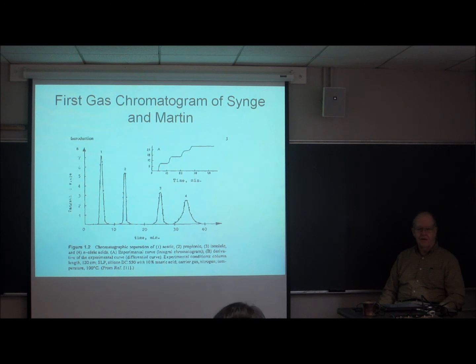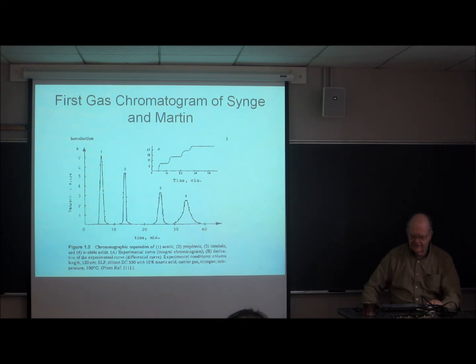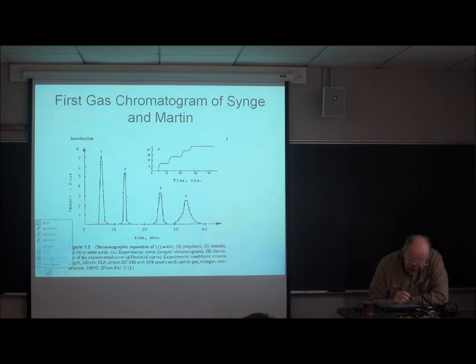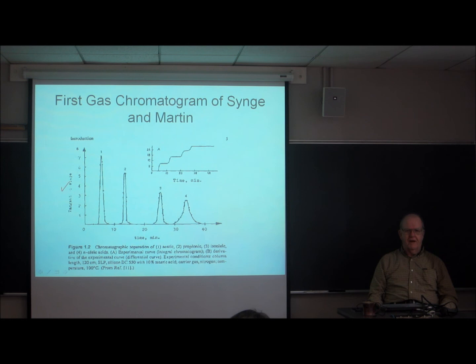This is the first gas chromatogram ever obtained. It came out of a paper by James and Martin. I think this paper was 1952. This big curve down here, let me get my pen activated. This curve down here looks like a chromatogram. And it is a chromatogram. But that's not what they did.